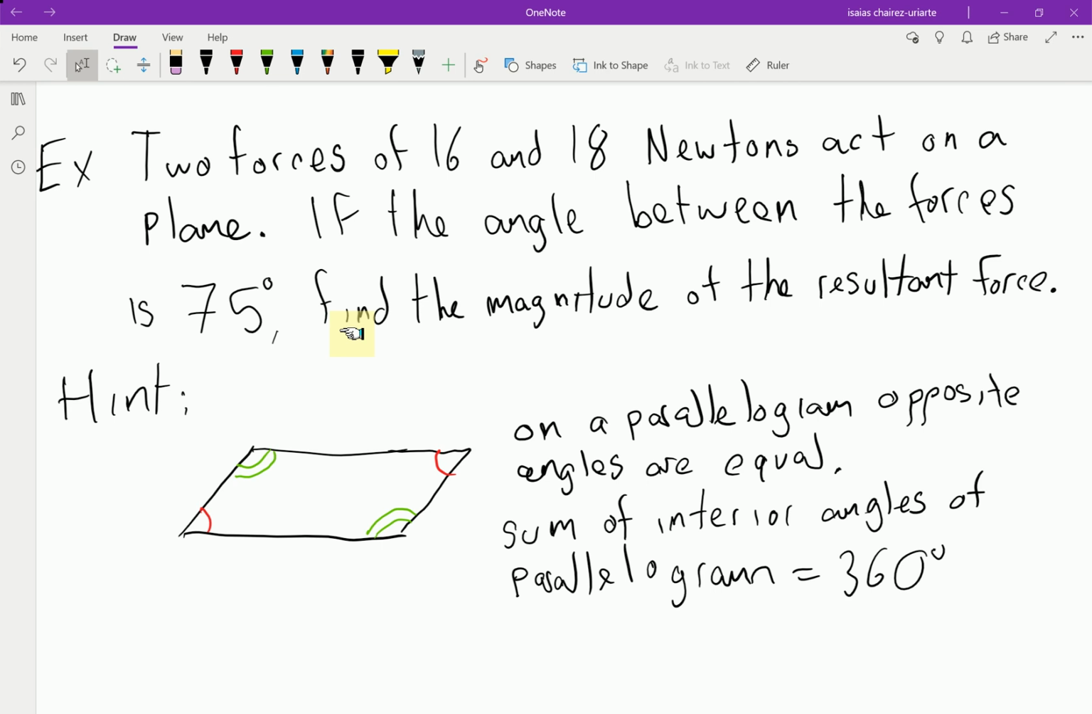Alright. There's a hint for this exercise. And it says that on a parallelogram, so this is a parallelogram right here, opposite angles are equal. So this angle over here and that angle should be equal. This angle and that angle should be equal. And the sum of the interior angles of a parallelogram is 360 degrees, or 2 pi.